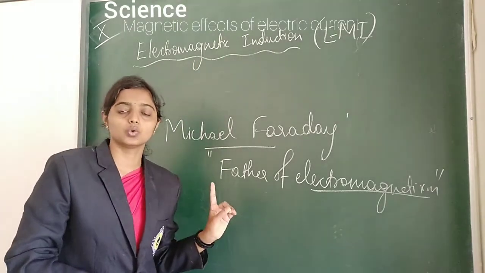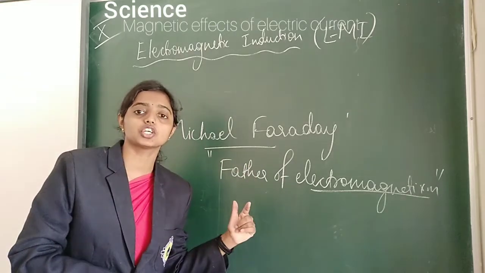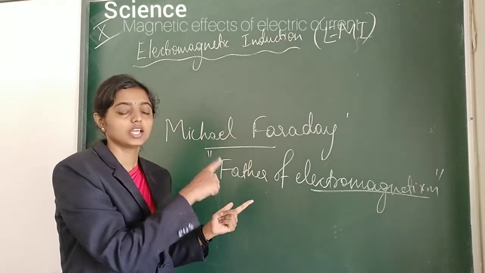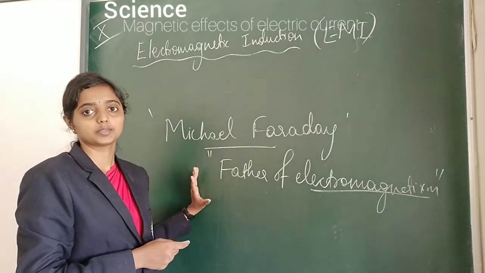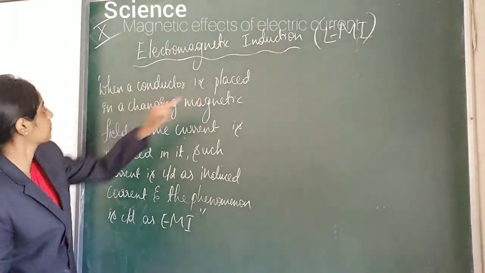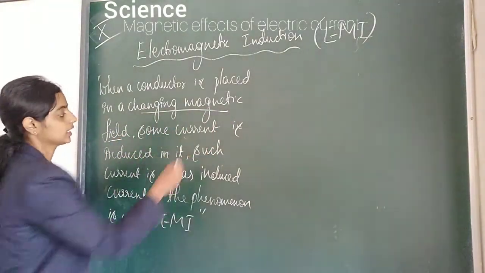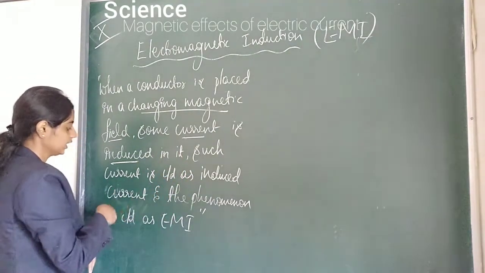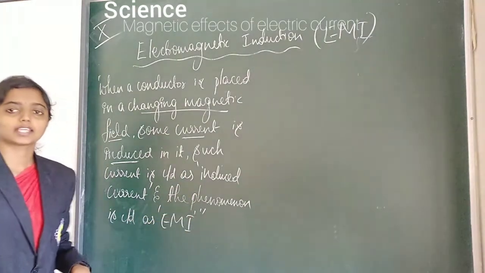So first let us take a look at the definition. By taking a look we won't understand, but the definition is based on two activities. Next we'll see based on what activity the definition is given for EMI. So the definition of EMI is when a conductor is placed in a changing magnetic field, some current is induced in it, and such current is called induced current, and the phenomenon is called electromagnetic induction.